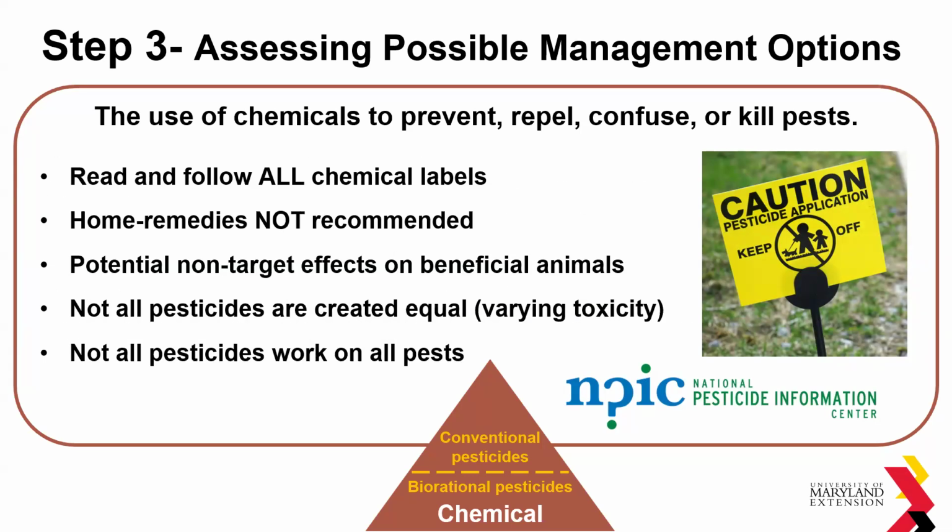Before I move on, the National Pesticide Information Center is a really great resource for credible information for learning more about even the basics of pesticides and pesticide use and looking up specific chemical labels. So if you want to learn about a particular active ingredient in a product you're considering, you can look it up through the National Pesticide Information Center.